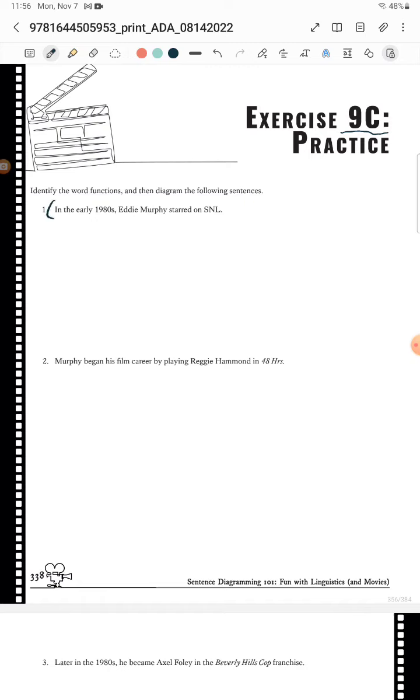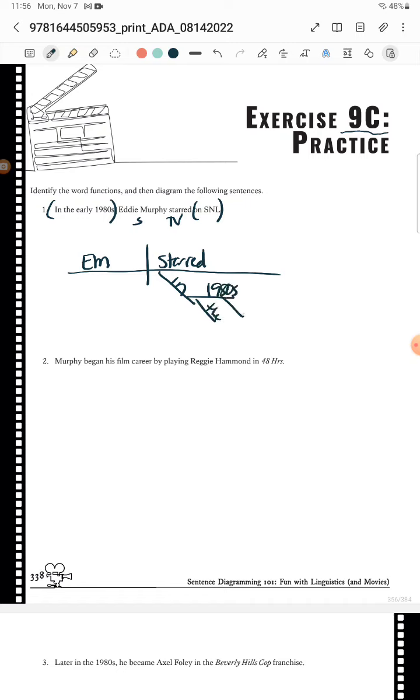So we've got "in the early 1980s," that's going to tell me when, and then "on SNL" tells me where, so this is really just Eddie Murphy starred. Alright, well, Eddie Murphy starred. And then when did he star? In the 80s. And then it was the 80s. It was the early 80s. And then he also starred on Saturday Night Live. Boom.